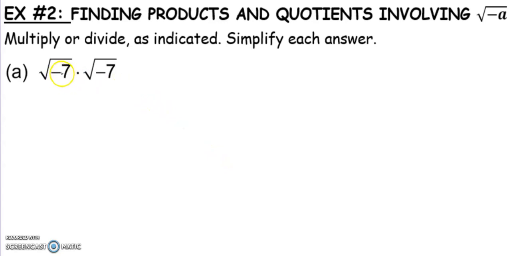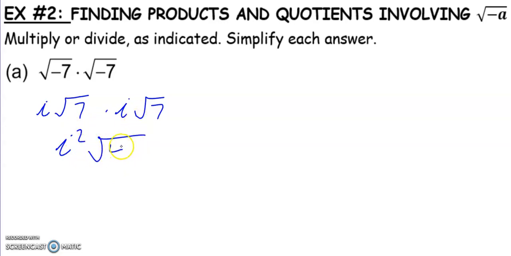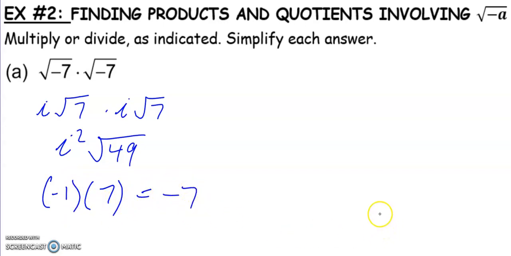So I'm going to do the radical negative 7 times radical negative 7. The first thing I want to do is take out the i's in each one. Then I'm going to multiply like I normally do. i times i. Anything times itself is that number squared. 7 times 7 inside the radical is 49. i squared is negative 1. The square root of 49 is 7. So negative 1 times 7 is negative 7. Easy enough.